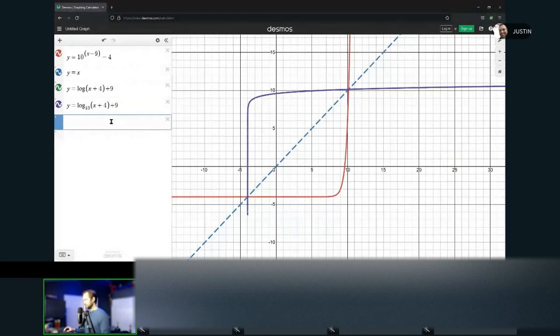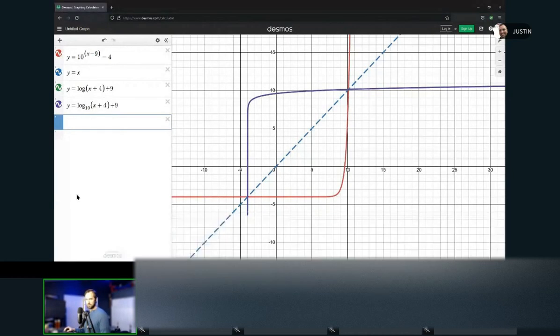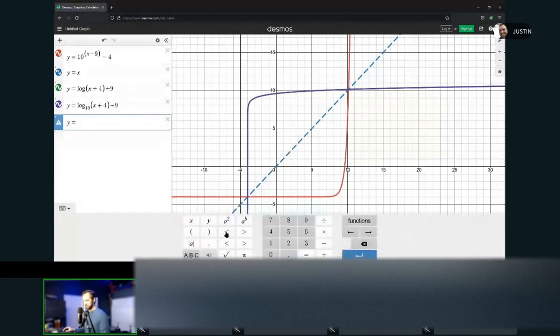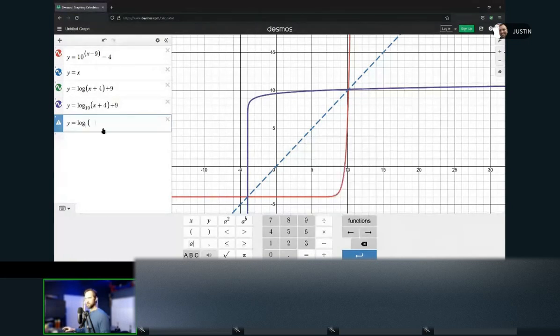Let me show that again if you missed it. On my new line, I would do y equals first. Click the little keyboard icon. It brings this up, and then you have functions. Click functions, and then you have all these choices. Click miscellaneous, and then you'll see log base A. You'll click that, and then you can enter the base if it's anything other than a 10.